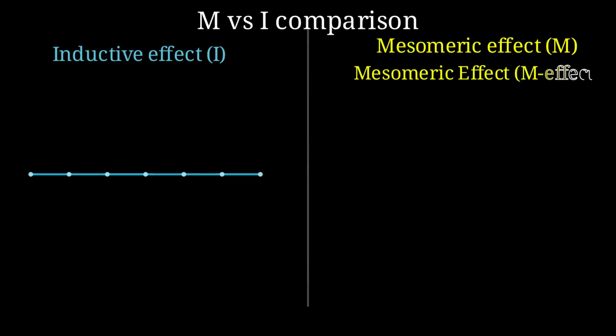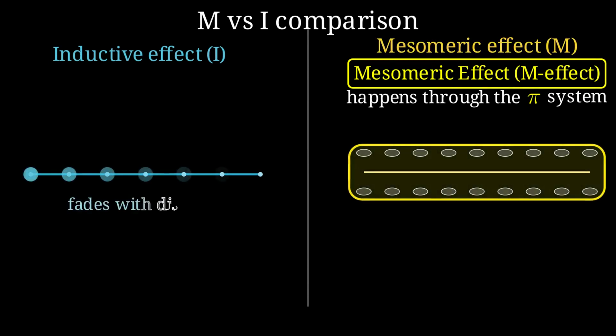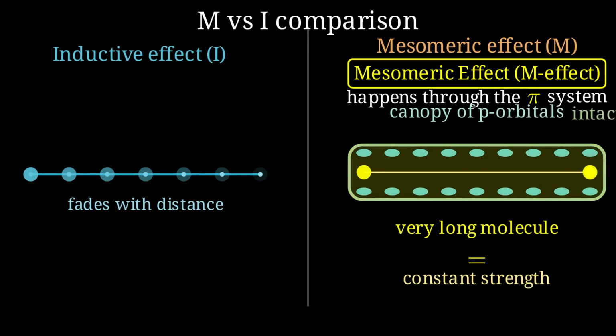The mesomeric effect, M effect, happens through the pi system. It is much more powerful and can transmit an electronic influence across a very long molecule without losing strength, as long as the canopy of p orbitals is intact.